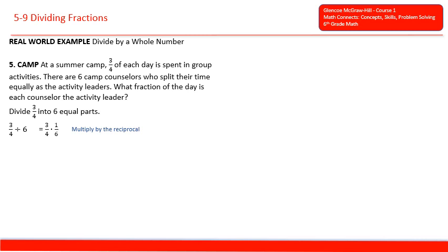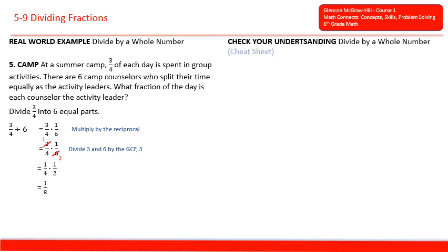So 3/4 divided by 6, and we're going to multiply by the reciprocal. But in order to do that, first thing we're going to do is convert 6 from a whole number to an improper fraction of 6 over 1. And then we'll rewrite the expression as 3/4 times the reciprocal of 6 over 1, which is 1 over 6. So now we have 3/4 times 1 over 6. Divide 3 and 6 by the greatest common factor of 3, and then multiply across. You get 1 times 1 is 1, and 2 times 4 is 8, so you have 1/8.